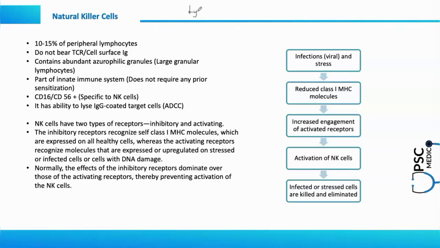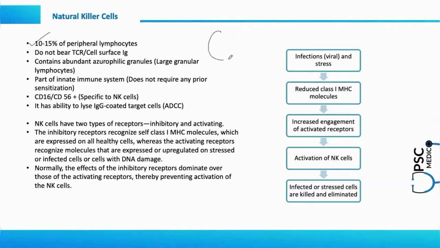In the body, we have lymphocytes. Lymphocytes make around 20 to 45% of the body WBC in the differential leukocyte count. And there are three varieties of lymphocytes. Most of them we only know, that is B lymphocyte and T lymphocyte. But natural killer cell is also a type of lymphocyte. So 10 to 15% of the peripheral lymphocytes in the body are of the natural killer cell variety.